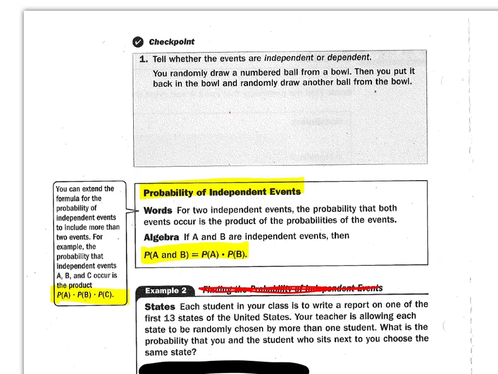So look at the next one, the checkpoint. Tell whether the events are independent or dependent. You randomly draw a numbered ball from a bowl. Then you put it back in the bowl and you randomly draw another one. Well, because you are putting it back in the bowl, you still have the same number to choose from. So these would be independent events.